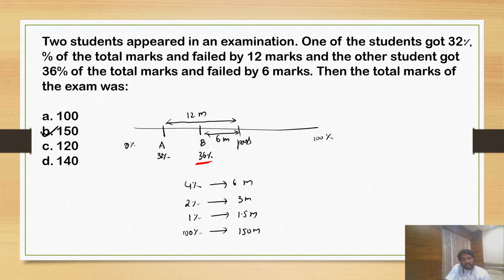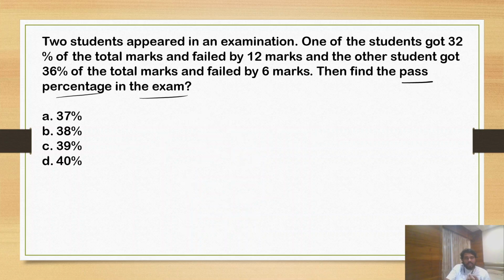Try to understand. If you convert these 6 marks into percentage and add it, you get the pass percentage. And you already know 6 marks is nothing but 4 percent. So 36% plus 4% will be 40%. Correct? So the answer to this question is 40%. I hope you understand this. Let's see the next question, guys.